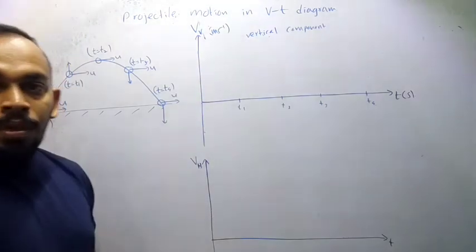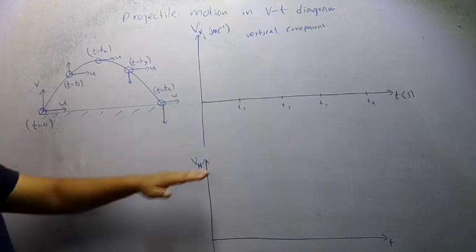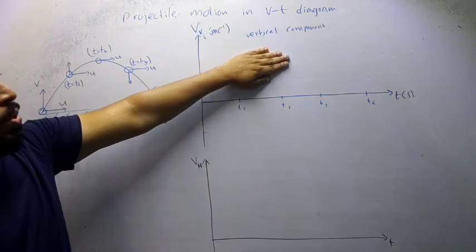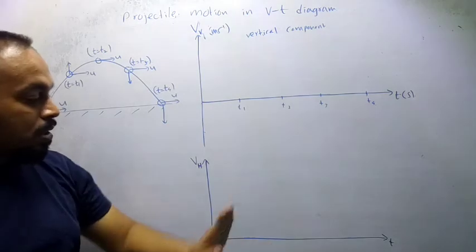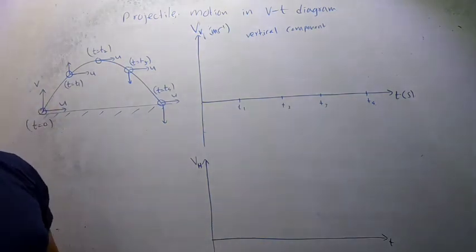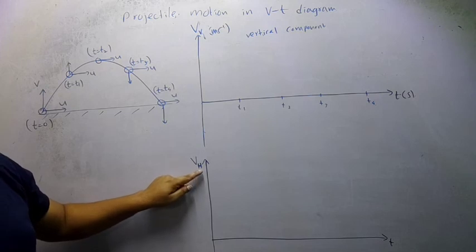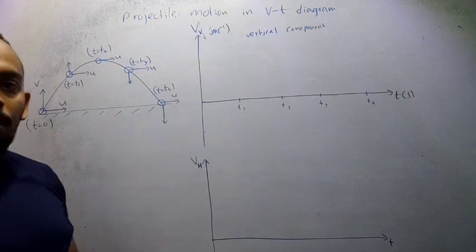Right. So we're going to draw the VD diagram corresponding to this projectile motion. As you can see, I use one VD diagram to draw the vertical component of the projectile motion and one for the horizontal component. I have named them thusly: VH to represent the horizontal component, VV to represent the vertical component of V.